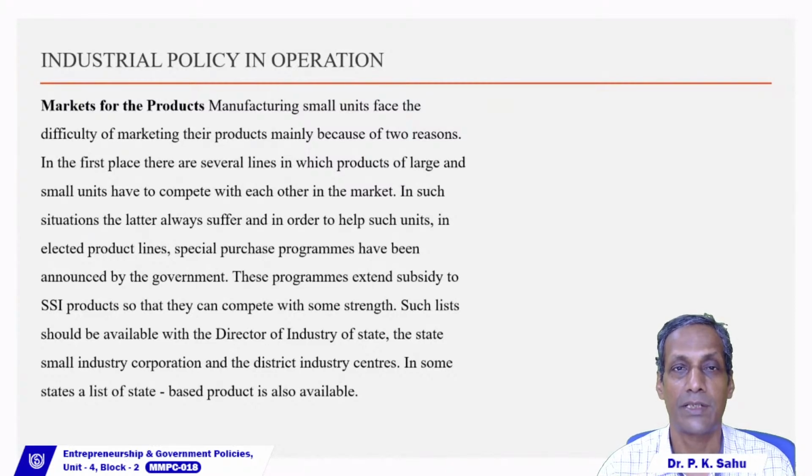Market for products. Manufacturing small units face the difficulty of marketing their products mainly because of two reasons. First, there are several lines in which products of large and small units have to compete with each other in the market. In such situations, the latter always suffers, and in order to help such units in selected product lines, special purchase programs have been announced by the government. These programs extend subsidy to SSI products so that they can compete with some strength. Such lists should be available with the Director of Industry for the state, the state small industry corporation, and the district industry centers. In some states, a list of state-based products is also available.